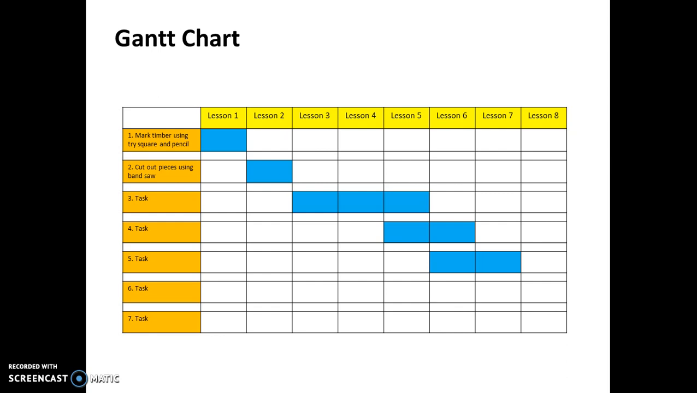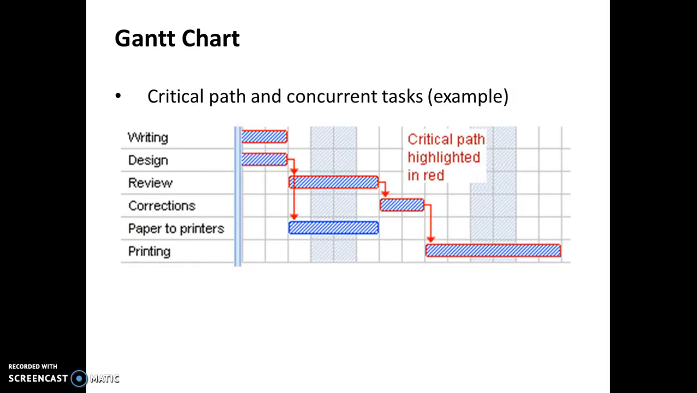Okay. Now the critical path, so there's a different example of a Gantt chart just here. The critical path identifies all of the dependent activities. So in the example you can see here, we've got writing the task, then designing the task. Now designing the task and writing the task can happen at the same time. They're non-dependent or concurrent activities.